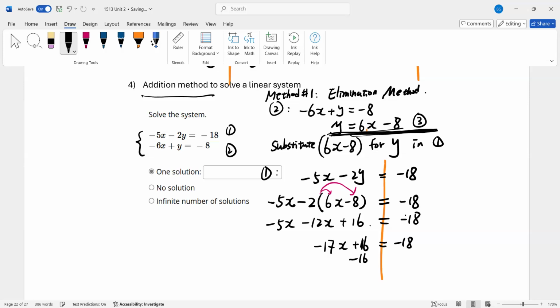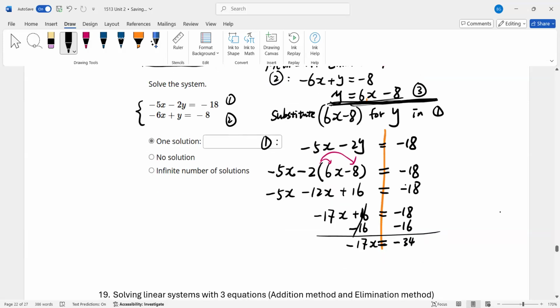And you can subtract 16 from each side. Cancel, cancel. -17x equals -18 minus 16, which is -34. And then divide each side by -17. Cancel, cancel. We have x equals 2.